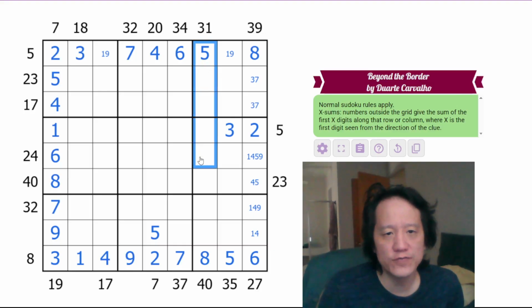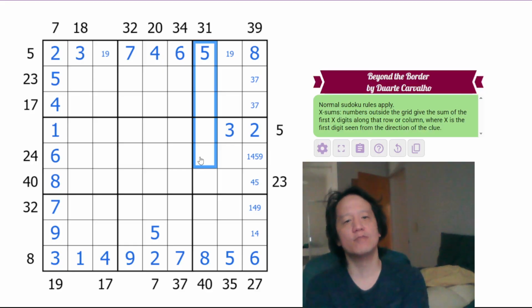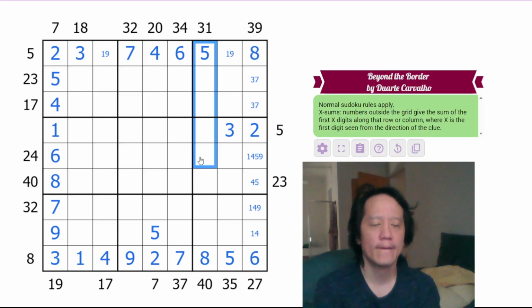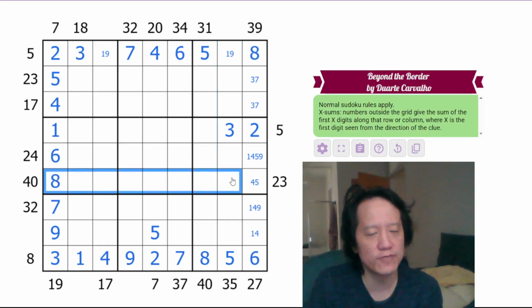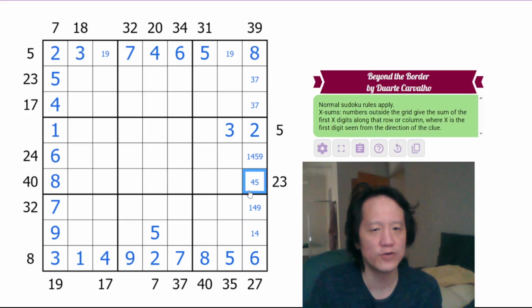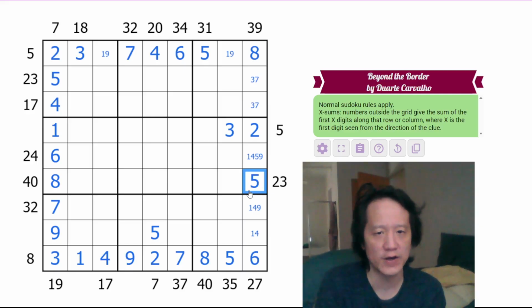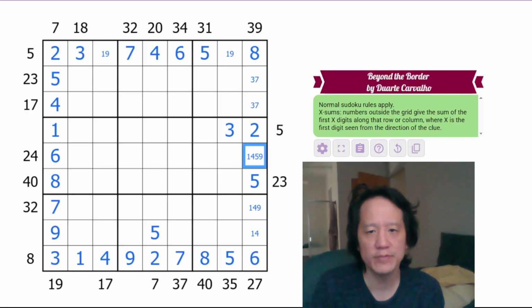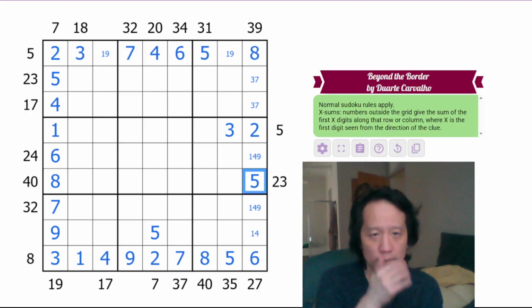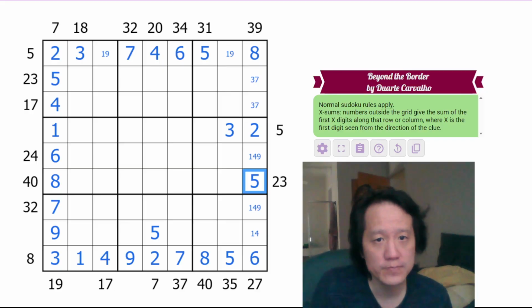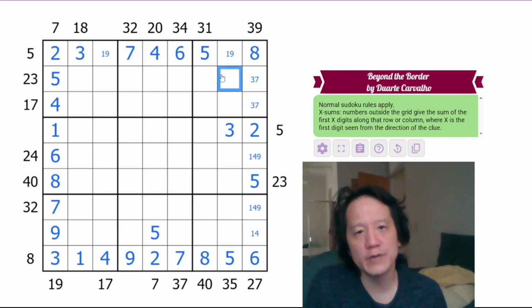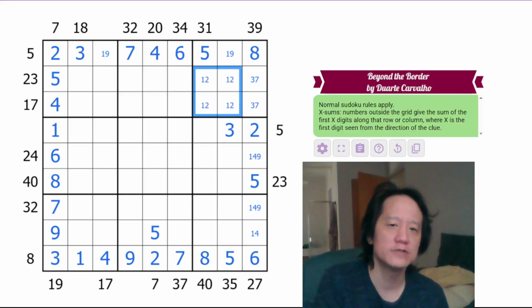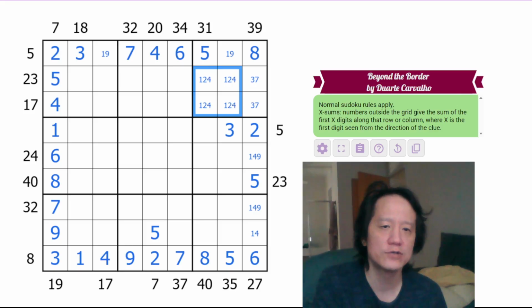Here we have the first 5 digits adding up to 31. This is the first 8 digits here adding up to 40, so this can't be 4. This is 45 minus 40, which is 5. So this cannot be 5 here. Remaining digits in this upper right-hand box are 1, 2, no 3, 4, 6, and 9.